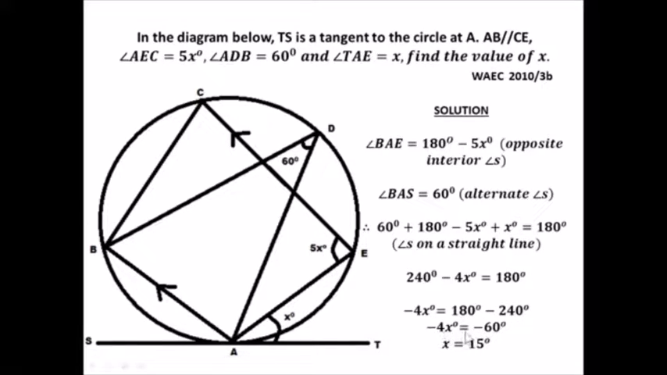Then minus 4x equals minus 60, x will equal 15 degrees. So our x is 15 degrees from the question. The question is very simple. This angle here is equal to this angle here, angle in the alternate segment.